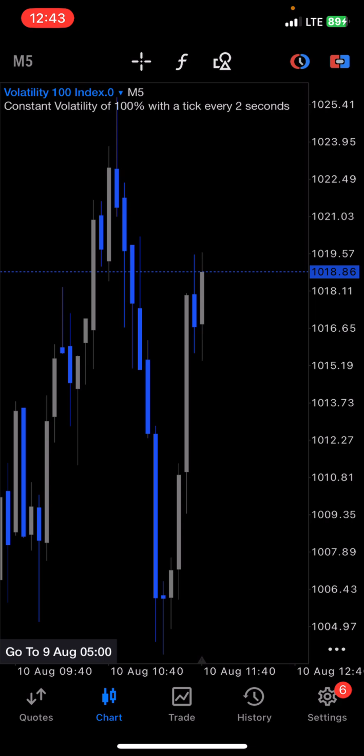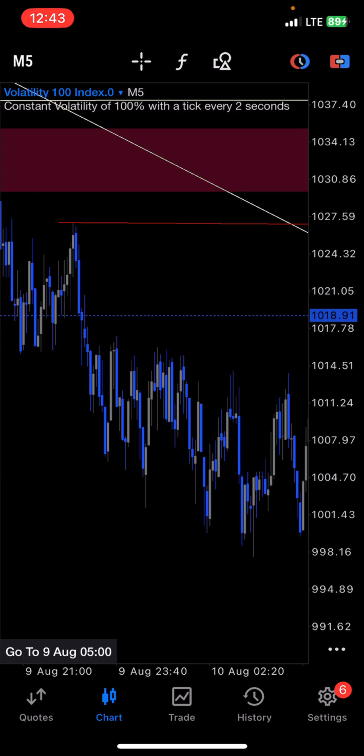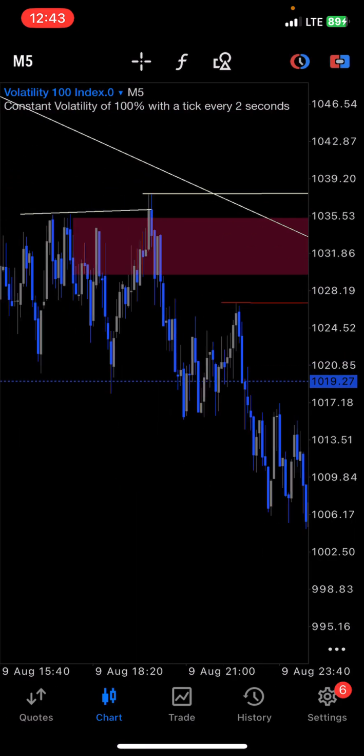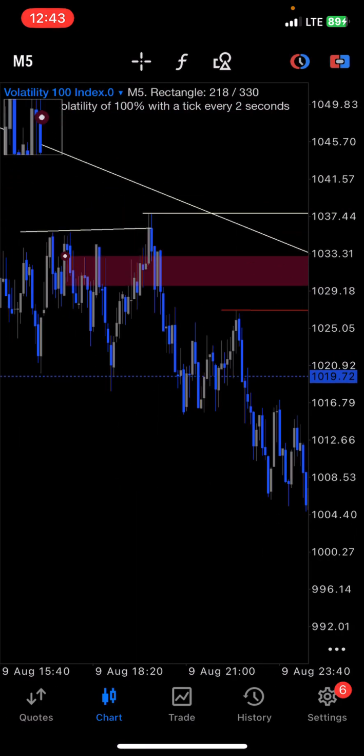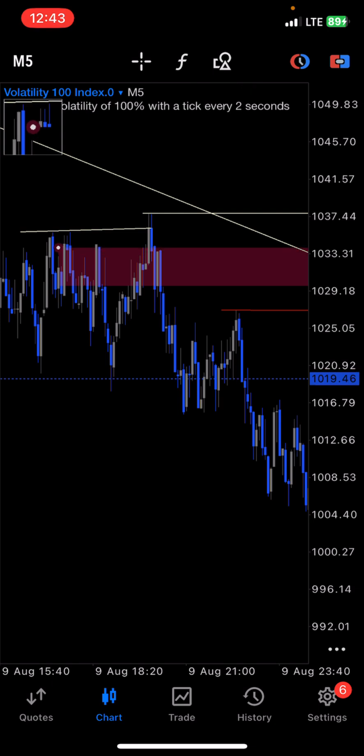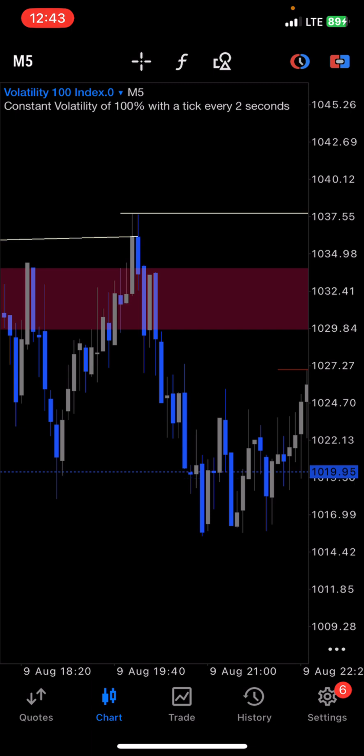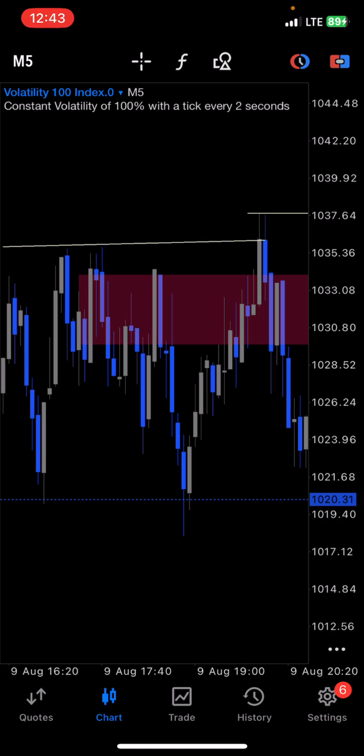So that was it for the 15 minutes. I think our 5 minutes is just to get a cleaner entry. Okay, so I'm looking at this zone here. There was a little bit of mitigation within this zone before the rapid fall, the rapid dip to the downside. So that's why I'm looking at this particular level here.